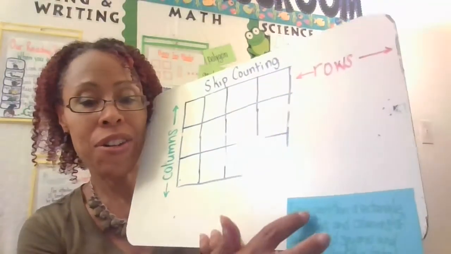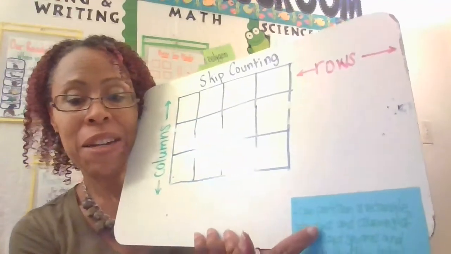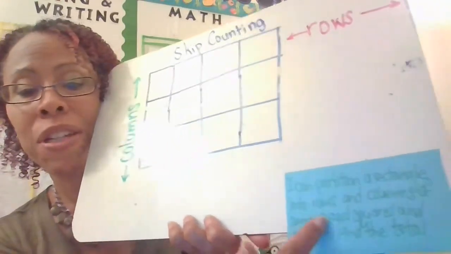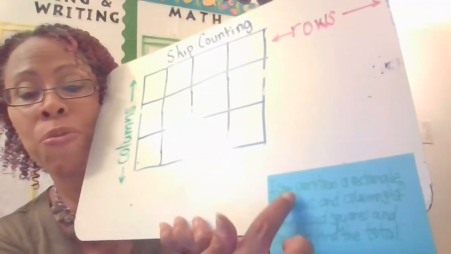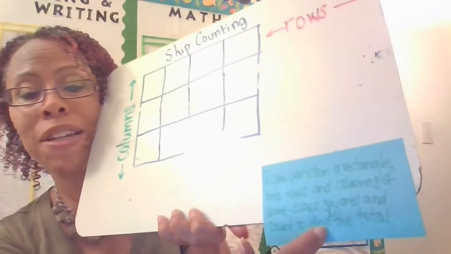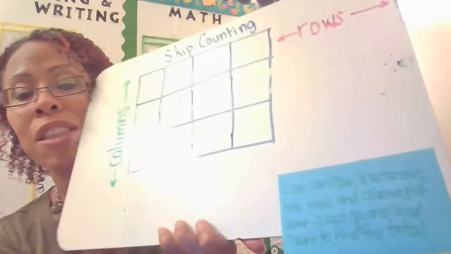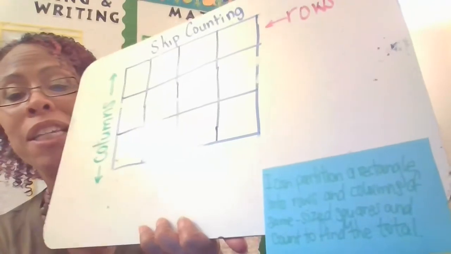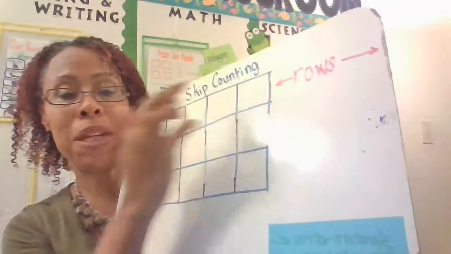Today our learning target is I can partition a rectangle into rows and columns of same size squares and count to find the total. The way we're going to count today is by skip counting.